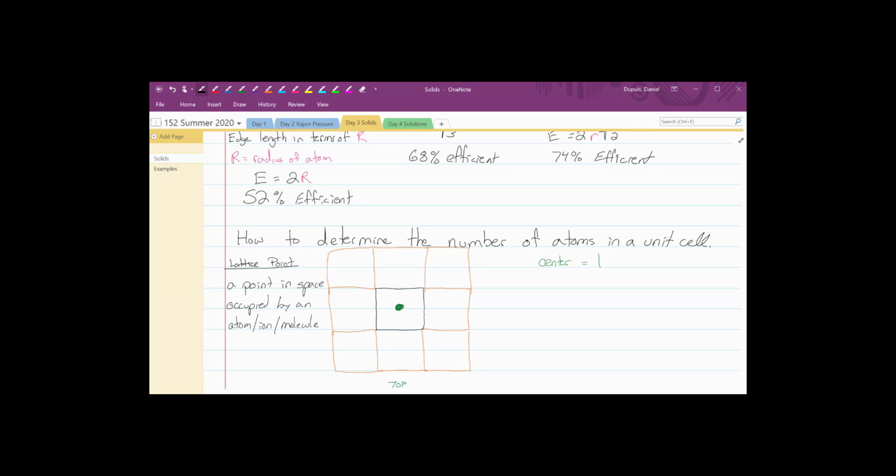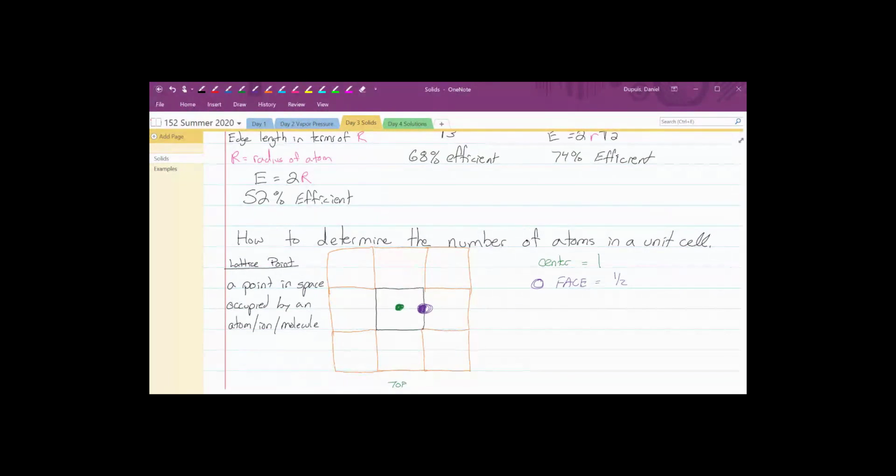All right. If we're on a face, so if I'm on the face, well, it looks like half of this purple atom is in the cell, and the other half is in the orange. So 1/2. Half of it's in the cell. It's kind of like if you're in a doorway, 1 foot in, 1 foot out. Half of you is in the room, half of you is out of the room.